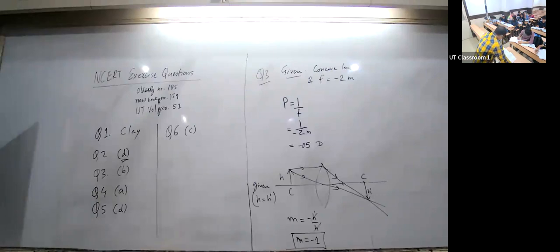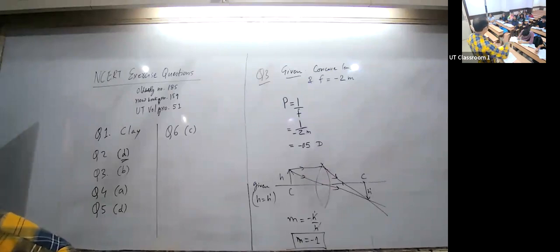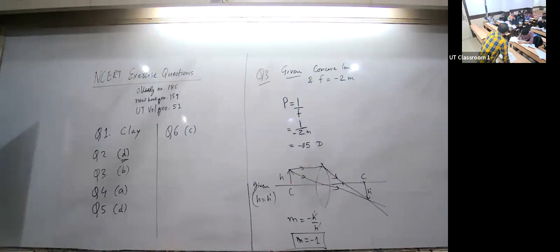Acha, so that's the range. What is the nature of image? Virtual and erect. Okay, so the nature of image is virtual and erect. Is the image larger or smaller than the object?